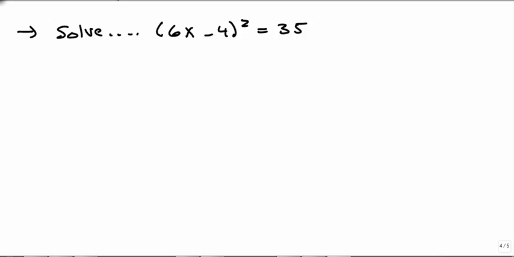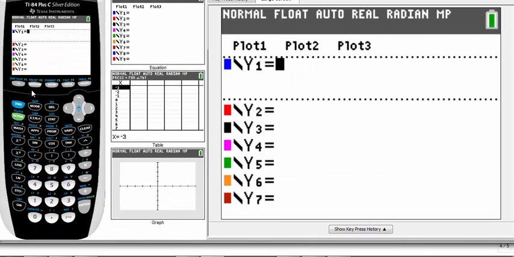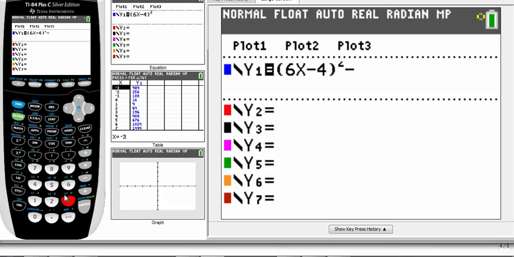Now in order to graph this problem, of course, we need to make sure that it's set equal to 0. So let's go ahead and graph (6x minus 4) quantity squared, and then we'd subtract over the 35 and have it set equal to 0. So let's go ahead and graph this with your calculator real quick. So here we go, y equal, in parentheses we have 6x minus 4, and then quantity squared. And on this one we had to subtract the 35, so let's go minus 35.